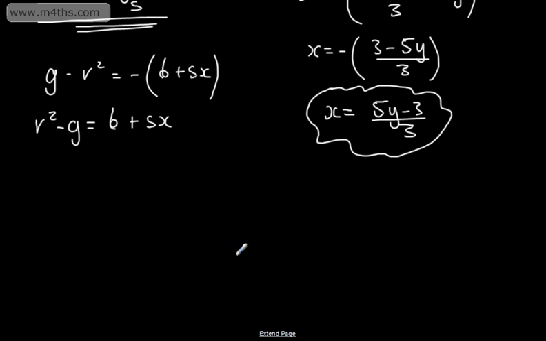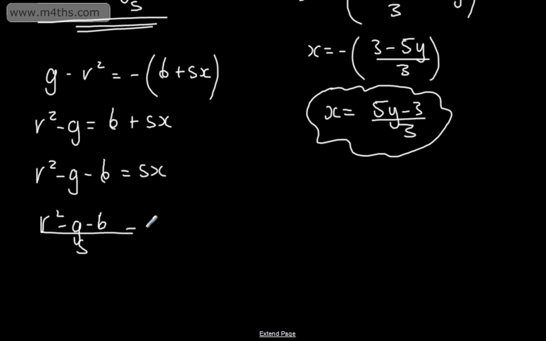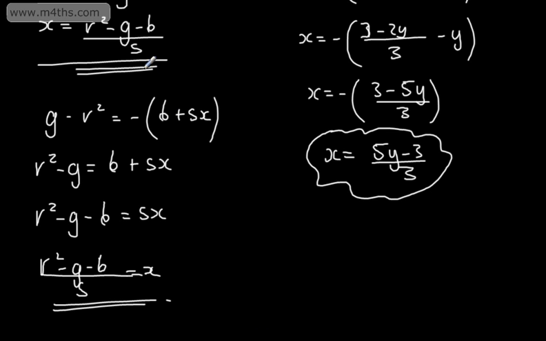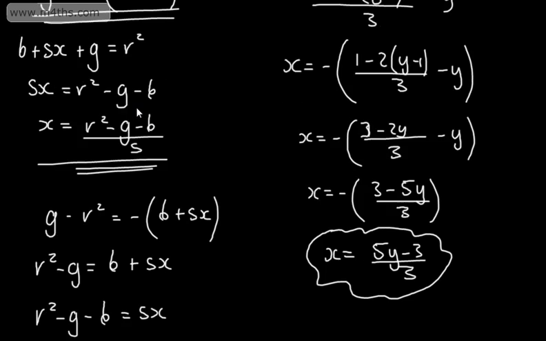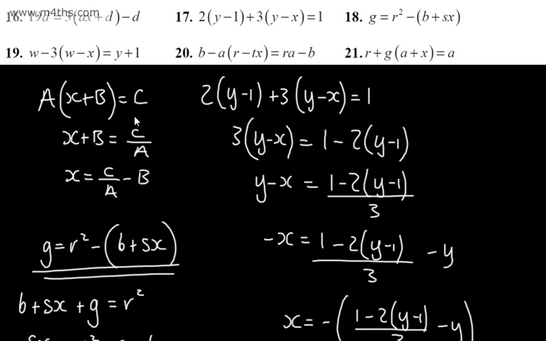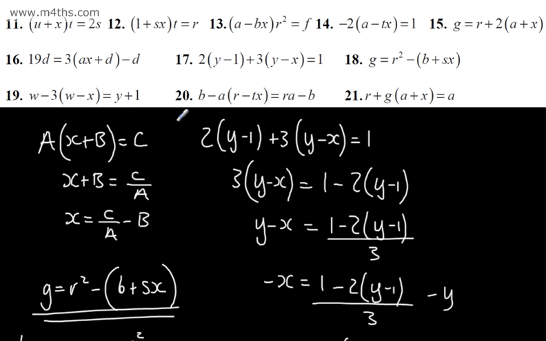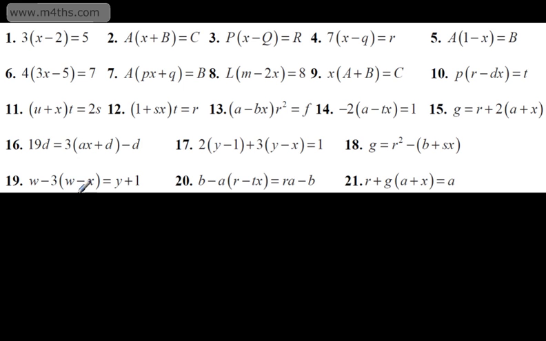I'm then going to subtract b from both sides. So r squared minus g minus b is equal to s multiplied by x. And then divide both sides now by the s. And that will give us now this value right here. So that's what we've done that way around, and as you can see, it gives us the same value. And lots of different approaches. If you've got a different approach, feel free to use it as long as you're remaining rigorous in terms of the mathematical part.